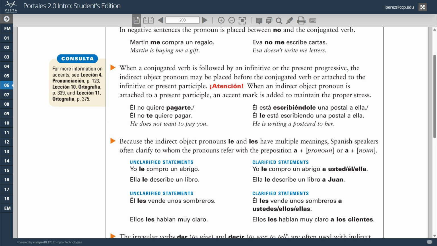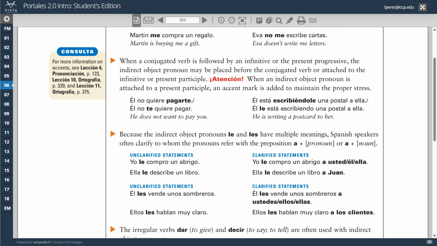You can, however, attach these pronouns to infinitives. You have the option to attach it to an infinitive or continue to leave it before the conjugated verb. These both mean the same thing. Él no quiere pagarte, él no te quiere pagar. There's really no preference here. They mean the same thing. Sometimes I'll say it like the first version, sometimes I'll say it like the second, and no real difference.